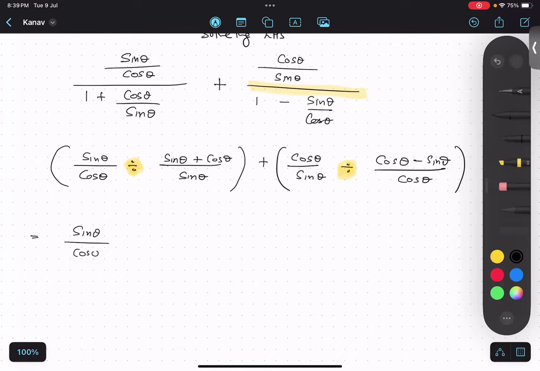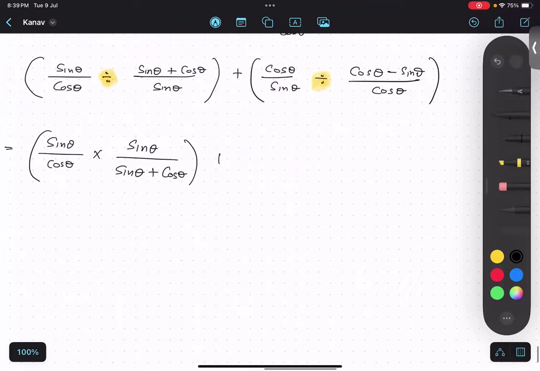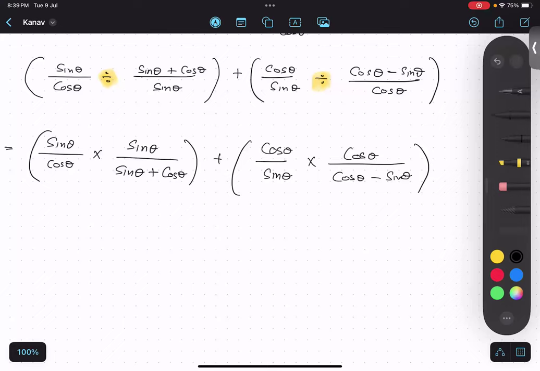Sine theta upon cos theta multiplied by sine theta upon sine theta plus cos theta. So this is 1 bracket for me. And over here, cos theta upon sine theta multiplied by cos theta upon cos theta minus sine theta. I don't think anything is getting cancelled anywhere. So I'll just multiply numerator by numerator, and I'll get sine square theta upon, as I told you, please do not multiply till the time we need it, cos theta multiplied by sine theta plus cos theta.